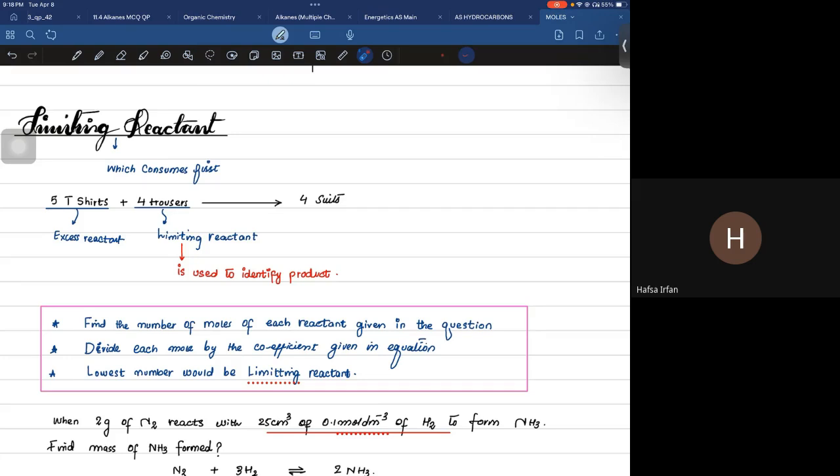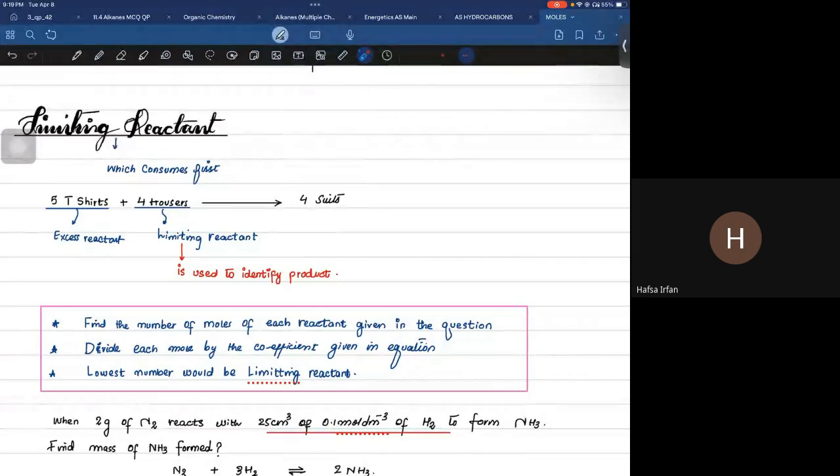Like, let's suppose you have 5 t-shirts and 4 trousers. Of course you would have 4 suits in total. Why not 5? Because trousers are limited. The trousers would end; if you make the 4th suit, there would be no trouser left. This is your limiting reactant. And of course, the one that is more in quantity is called the excess reactant. In this, the examiner would be asking to identify the limiting reactant.